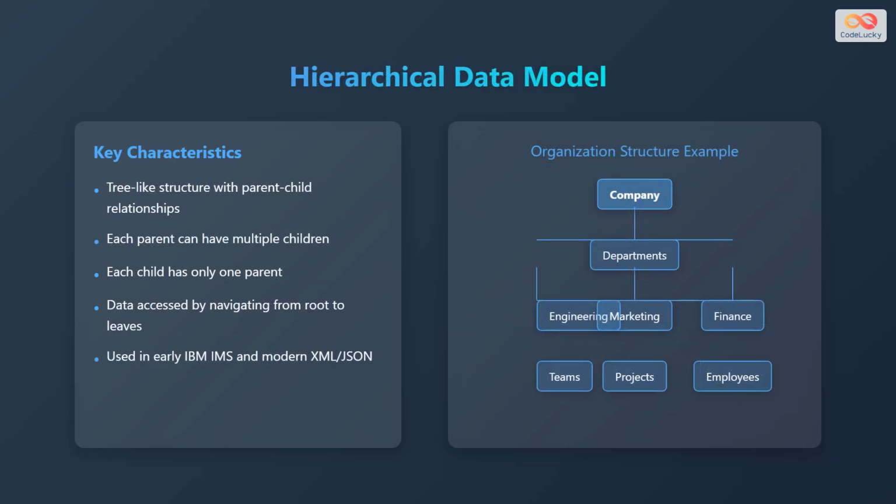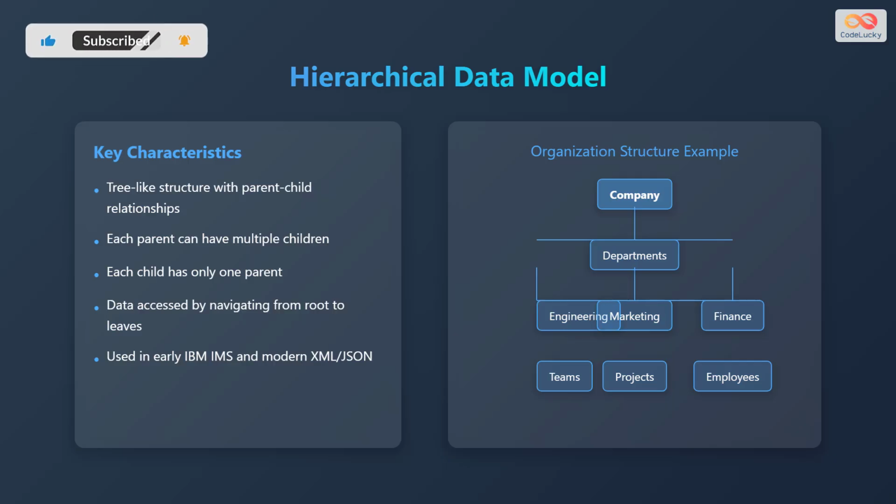Now, let's examine the hierarchical data model. This model structures data in a tree-like format with parent-child relationships. Each parent can have multiple children, but each child can only have one parent. Data is accessed by navigating from the root to the leaves. This model was prevalent in early IBM's Information Management System, or IMS, and is still used in modern Extensible Markup Language, or XML, and JavaScript Object Notation, or JSON.